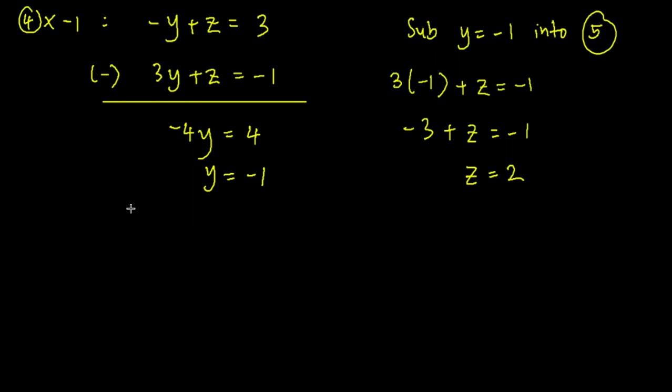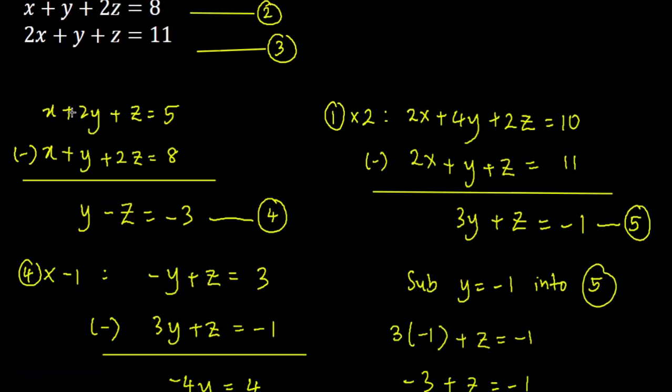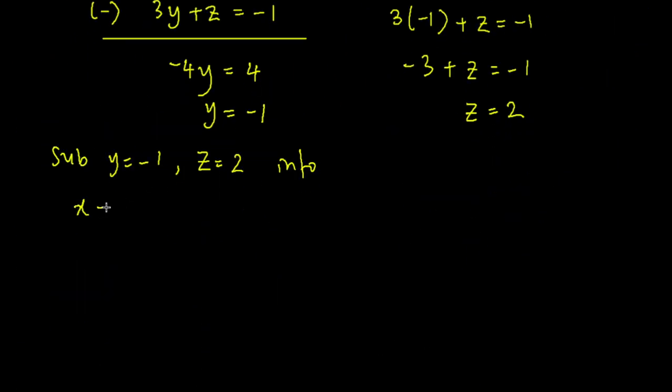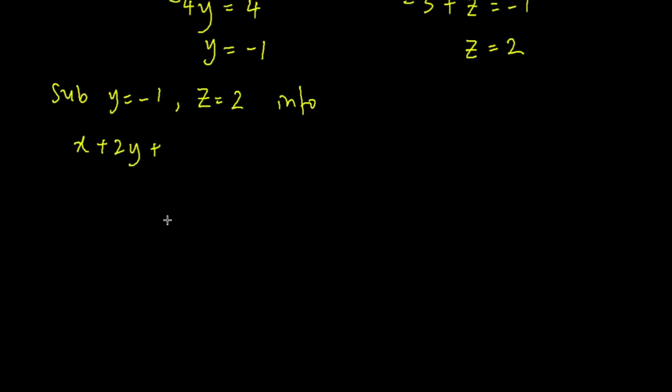So once you got your y and z, what do we do? We sub y equals negative 1 and z equals 2 into where? Into any of these equations here: number 1, number 2, or number 3. In this case, I choose number 1 because the coefficient of x here is 1. You also can choose number 2, yeah? But try not to choose number 3 here because here is 2x. I will choose number 1, so that is x plus 2y plus z equals 5. I will copy first: x plus 2y plus z equals 5.